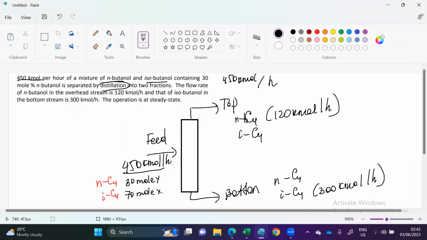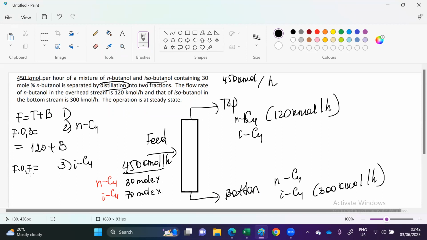450 kilomole per hour, it's given. Yes, let's write our first step as material balance. The first one. Second one, for NC4. How should I write it? F multiplied by 0.3 is equal to what? Top, already given, plus bottom. When it comes to IC4, iso-C4, it will be again F multiplied by 0.7 equal to top, we don't know, plus bottom, which is given, 300 kilomole. So we can easily find it.